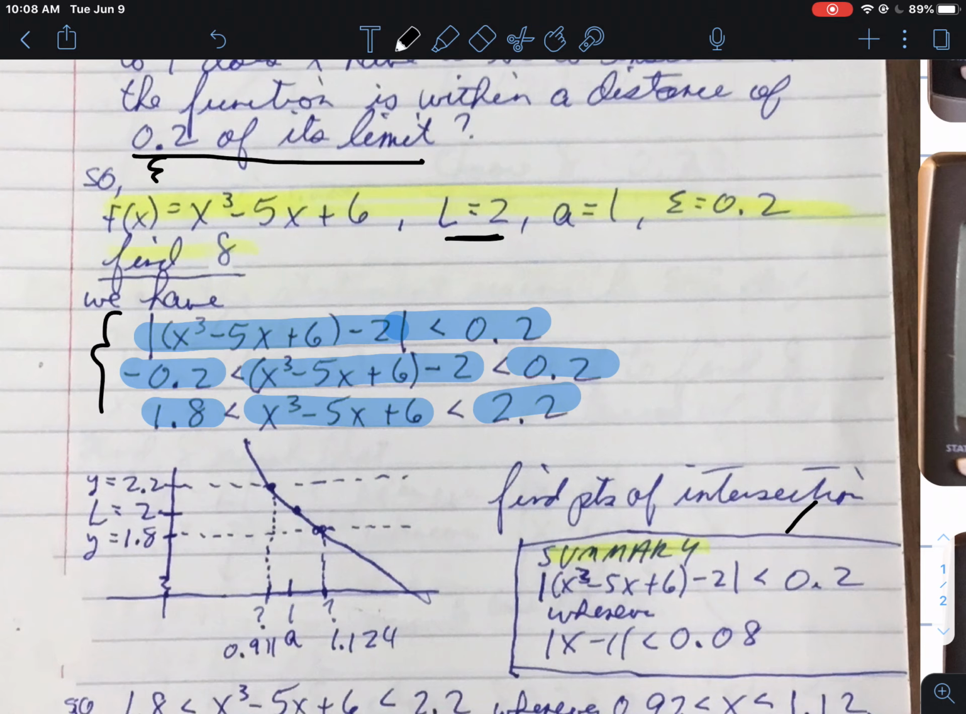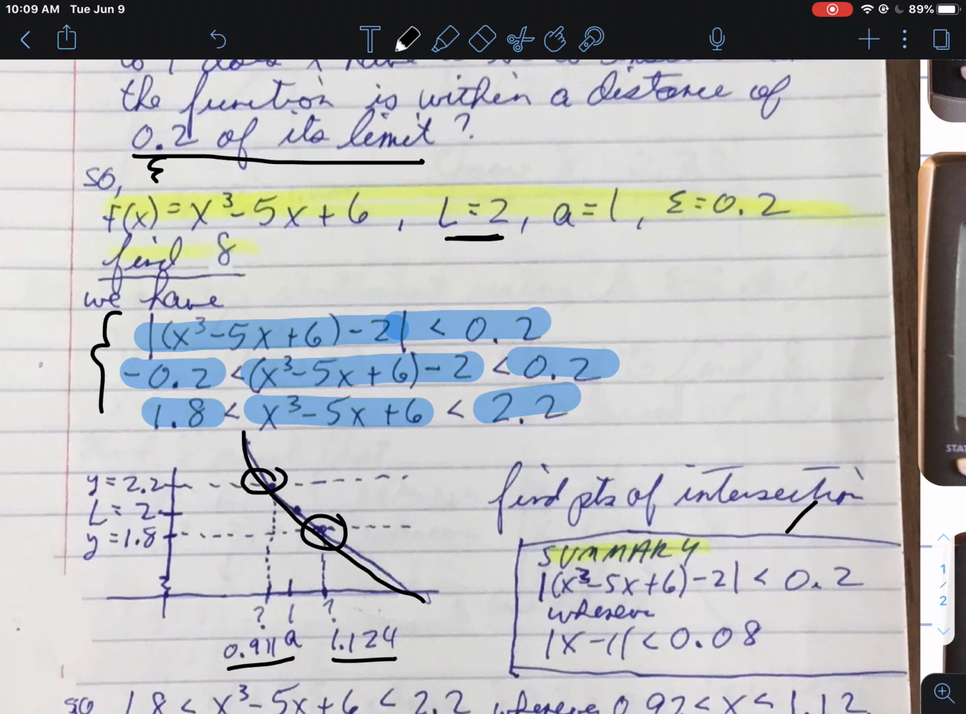So calculator. I'm just going to do this on the calculator. What I'm interested in then is, let's graph our function, and then look at our function values of 1.8 and 2.2. Then let's determine what the x values are that give us those specific y values, those points on our graph. So we're going to use the intersection on the calculator.